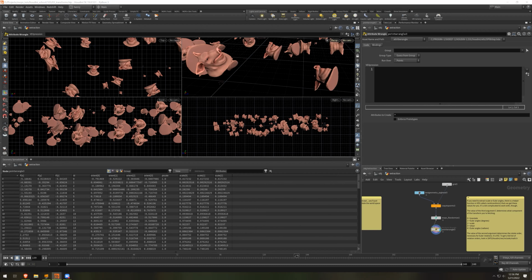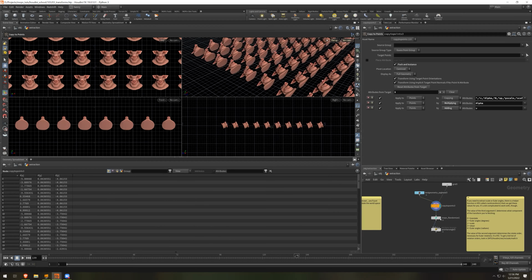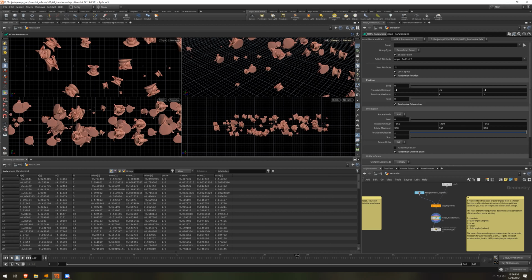So again, I am copying stuff to points here. So I've got this usual grid of pig heads, and I'm randomizing position, orientation, and uniform scale for all of these pig heads.